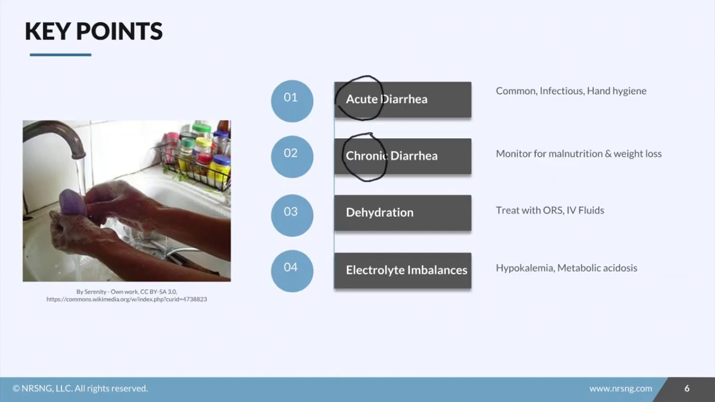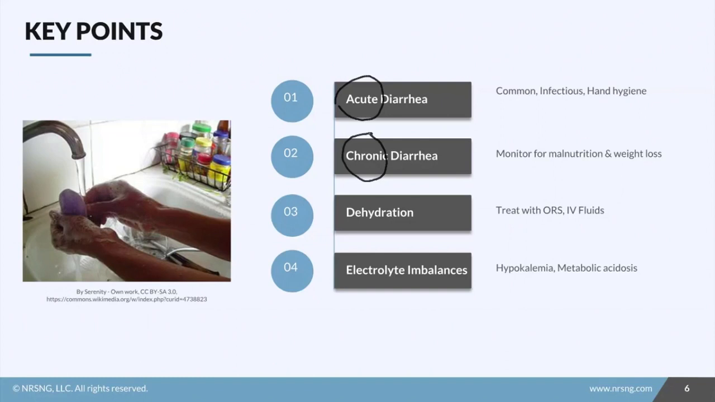Acute diarrhea is going to be what you see the most often, and it's usually caused by a viral infection, something like rotavirus. And because of this, hand hygiene is super important, and contact precautions are going to be in place in the hospital. Chronic diarrhea is usually a problem of absorption or inflammation, and because of this, we have to pay really close attention to their nutritional status and the weight of these children.